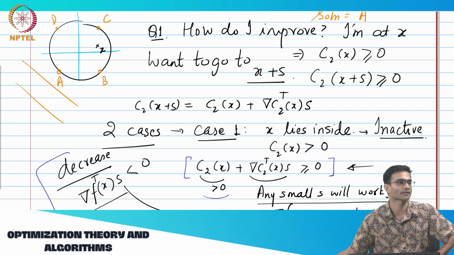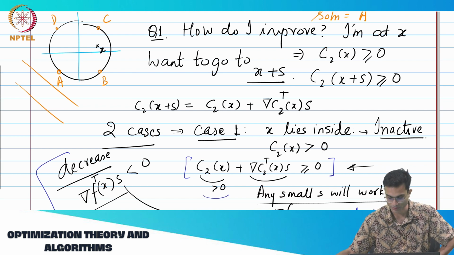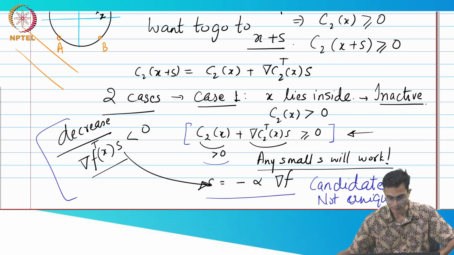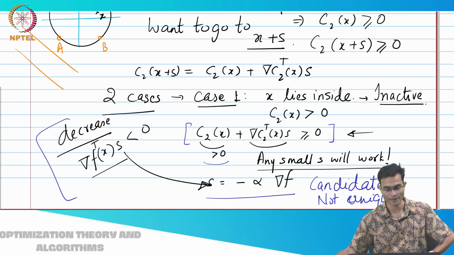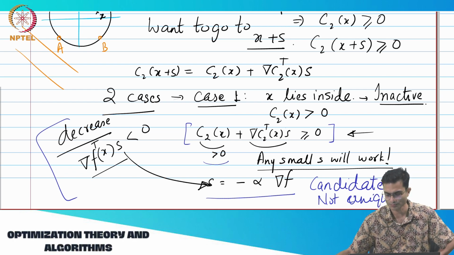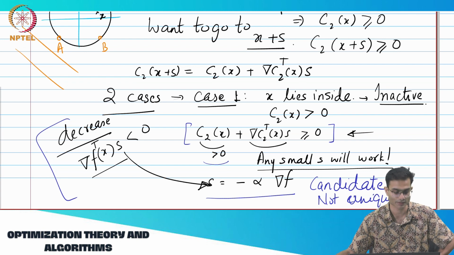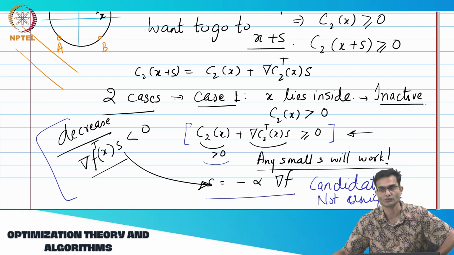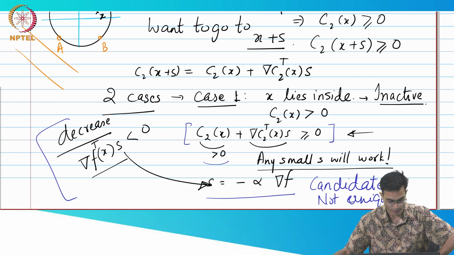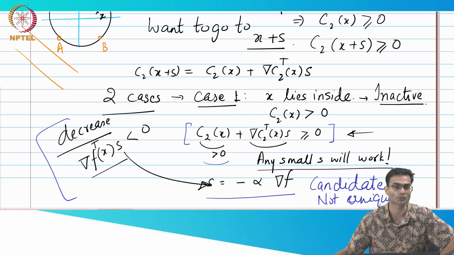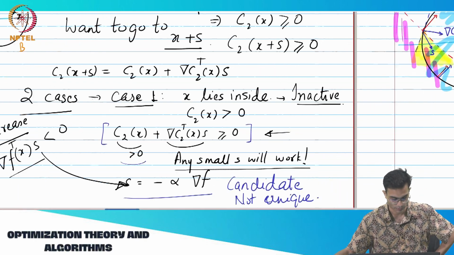When x lies inside, we said that this is called an inactive constraint, right? Because the inequality becomes strict. And you use first order Taylor's theorem, so you get an expansion for C2 of x plus s, and it turns out that any small s will work, because as long as s is small, I can maintain this inequality. In particular, if I choose s in the negative gradient direction, I am bound to decrease my function value. So this was a good candidate, okay? And as we said, this is a candidate, not a unique thing. Any feasible descent direction will work as long as the magnitude is small enough.